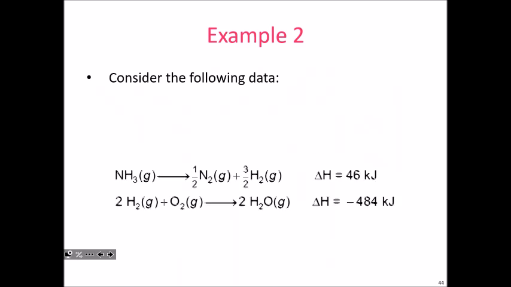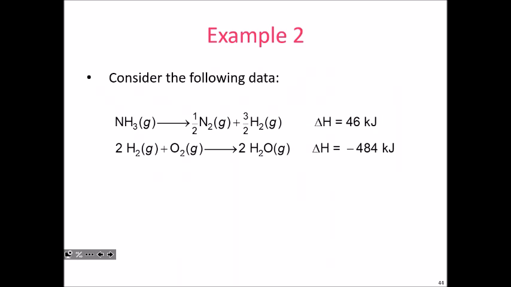Example 2 here. Consider the following data. These are our 2 series of steps. And yes, it looks a little different because in AP you were always told the coefficients always have to be whole numbers. Well, you're going to see these with fractional numbers in front of them. And that will happen through the heats of formation as well. You'll see these fractional coefficients. It is allowed, okay?